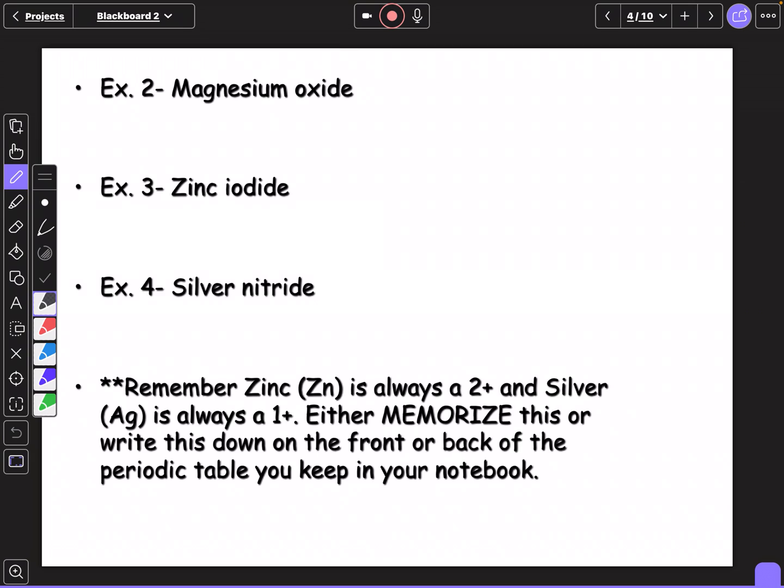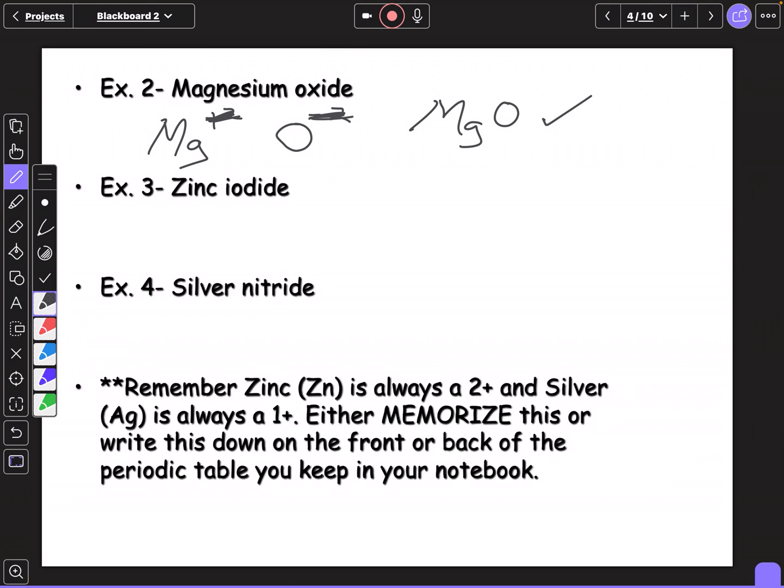Alright, so another example: if I have magnesium oxide, I look at magnesium, I write the symbol Mg, I look it up, it's in group 2, so it's got a +2 charge. Oxygen is O, it's got a -2 charge, it's in group 16 or 6A. I add these charges up, and +2 plus -2 equals 0, so I can just mark these out and write the formula. It's only going to take 1 atom of each to balance out the charge. That would be my formula.